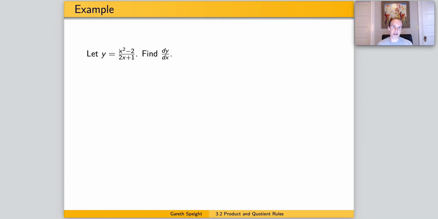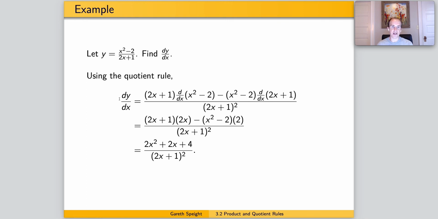We know how to differentiate x squared minus 2. We know how to differentiate 2x plus 1. So we should be able to differentiate the quotient using the quotient rule. So let's do that. It's going to be the bottom times the derivative of the top minus the top times the derivative of the bottom, divided by the bottom squared. So we just memorize the formula and plug in what it is in our function.